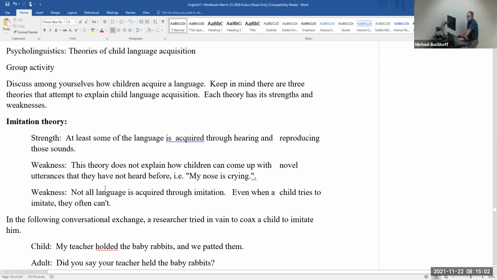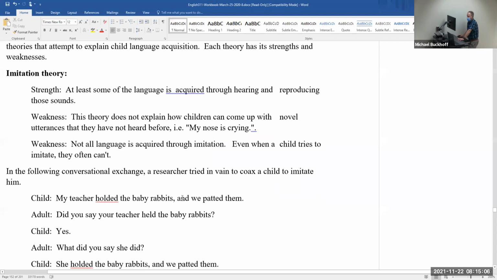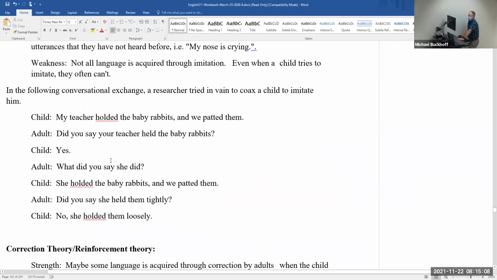Weakness, not all language is acquired through imitation. Even when a child tries to imitate, they often can't. So in the following conversational exchange, a researcher tried in vain to coax a child to imitate him. My teacher holding the baby rabbits and we patted them. Did you say your teacher held the baby rabbits? Yes. Notice how the adult's trying to model this. What did you say she did?